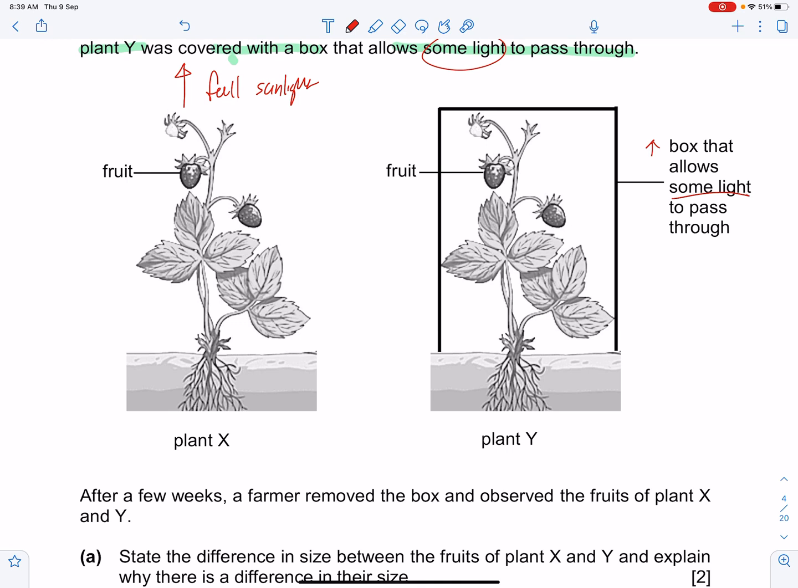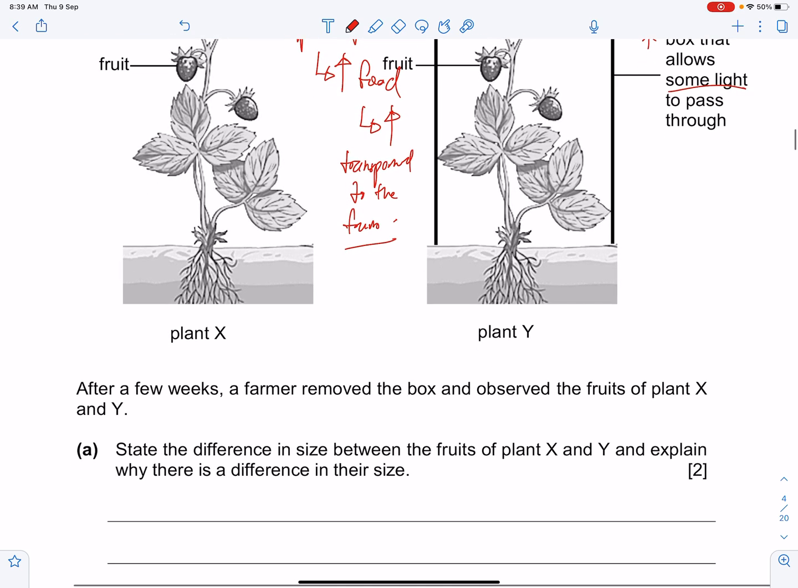Remember, whenever you see light, straight away that should hint you to photosynthesis. That should come right up in your mind. So higher amount of sunlight means higher amount of photosynthesis, which also translates to higher amount of food. And then higher amount of food means there's higher amount of excess food being transported to the fruits. Later on, this part is important. Let me explain to you why.